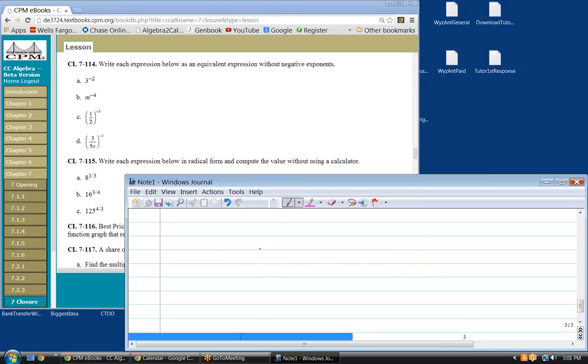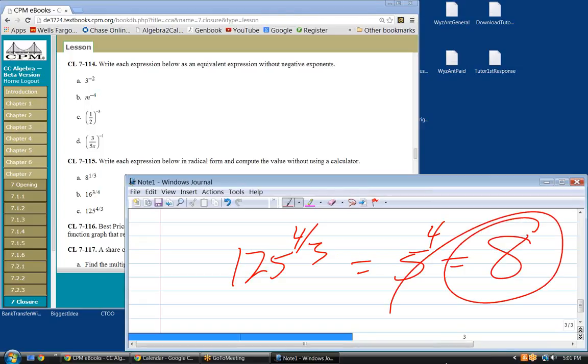Okay. And the very last one, 125 to the 4/3. Do the bottom first. What's the cube root of 125? 15? 5. These are always going to be small whole numbers. They're not going to give you problems that the answer would be 15. The answer is either going to be 2, 3, 4, or 5. Okay, so this is now 5 to the 4th. Again, 8. How about that?